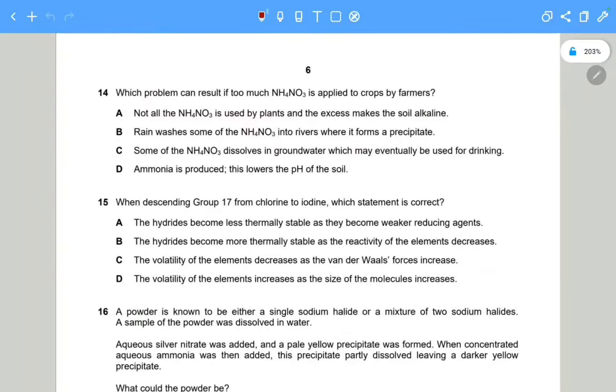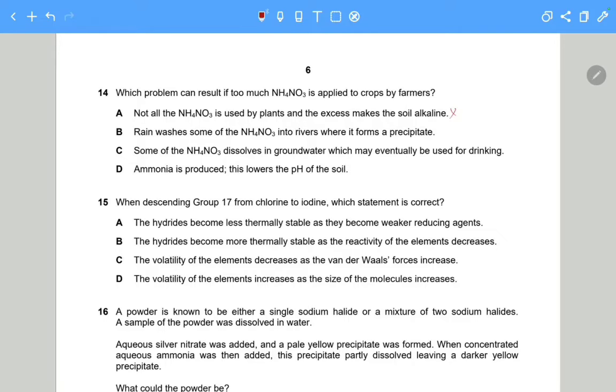So question 14. Which problem can result if too much NH4NO3 is applied to crops by farmers? So option A, not all NH4NO3 is used by plants, and the excess makes the soil alkaline. This is not correct because remember, NH4NO3 will react with alkalis, because remember, ammonium compounds react with bases to form ammonia, a salt, and water.